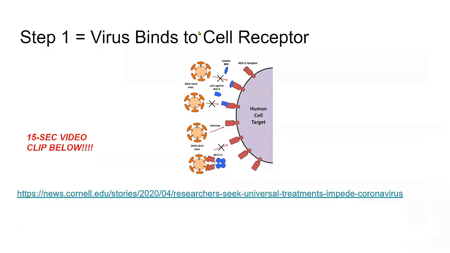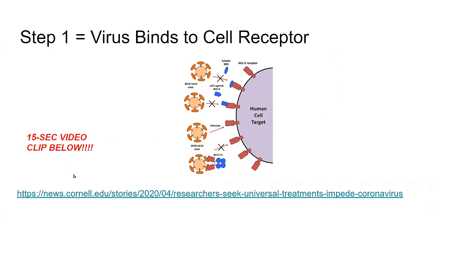Step one, virus binds to cell receptor. So here's a cartoon, human cell target. Here's a cartoon of the virus that has these spike proteins on the outside. And infection requires the virus to bind to a specific target on a human cell. That specific target is called a receptor. If there is no receptor, the virus will pass this cell by. It's like Passover. If this does not exist on the particular cell, then the virus goes floating by.